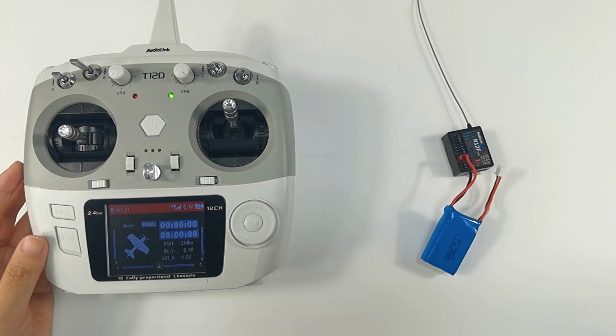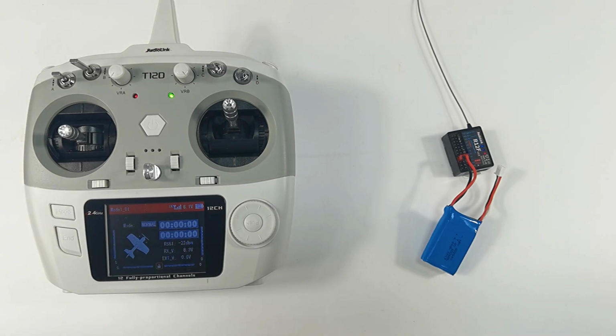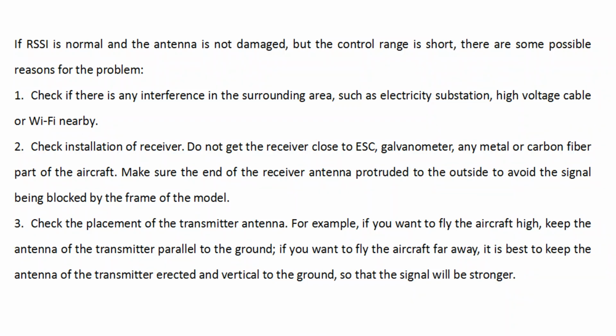And if there is no damage, you can test whether it is a failure of the transmitter or the receiver by replacing the receiver. And if RSSI is within the range of 0 to minus 30 dBm at 30 centimeters distance, and the antenna is not damaged, but the control range is short, there are some possible reasons for the problem on the screen.